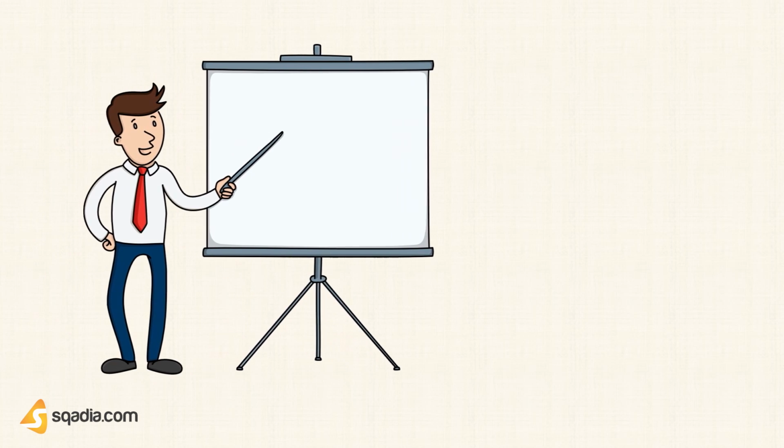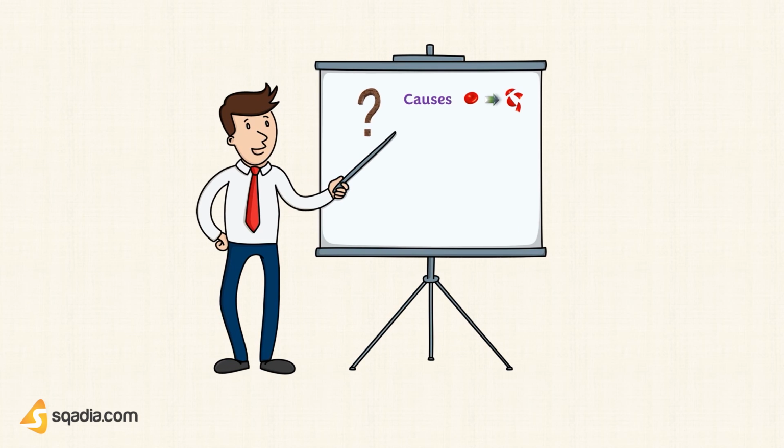In the next part, we will study causes of hemolytic anemia, which revolve around congenital and acquired categories.